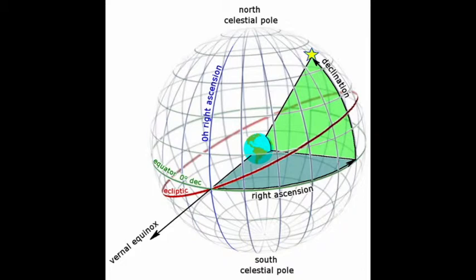Right ascension is measured eastward up to 24 hours along the celestial equator starting from the vernal equinox. Declination is measured from 0 to 90 degrees north or south of the celestial equator.